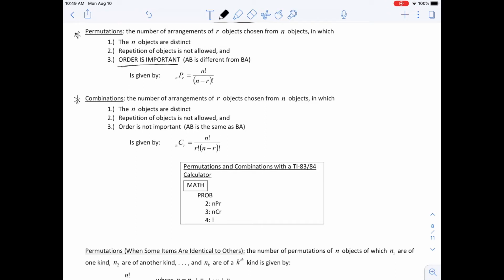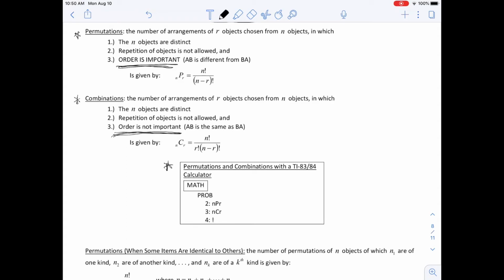We have a formula here that we don't have to stress too much about because we will be using our graphing calculator. The next definition that we have is called combinations, the number of arrangements of R objects chosen from N objects in which the N objects are distinct. Repetition of objects is not allowed, and this time order is not important. So AB is the same as BA. So they're identical with the permutations and combinations. However, permutations is where order is important, and combinations is where order is not important.